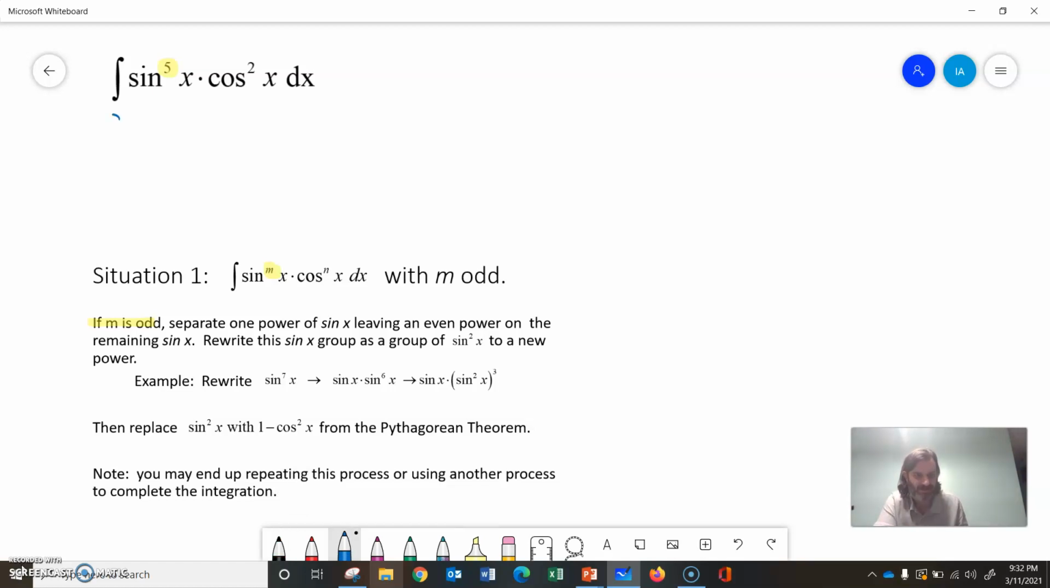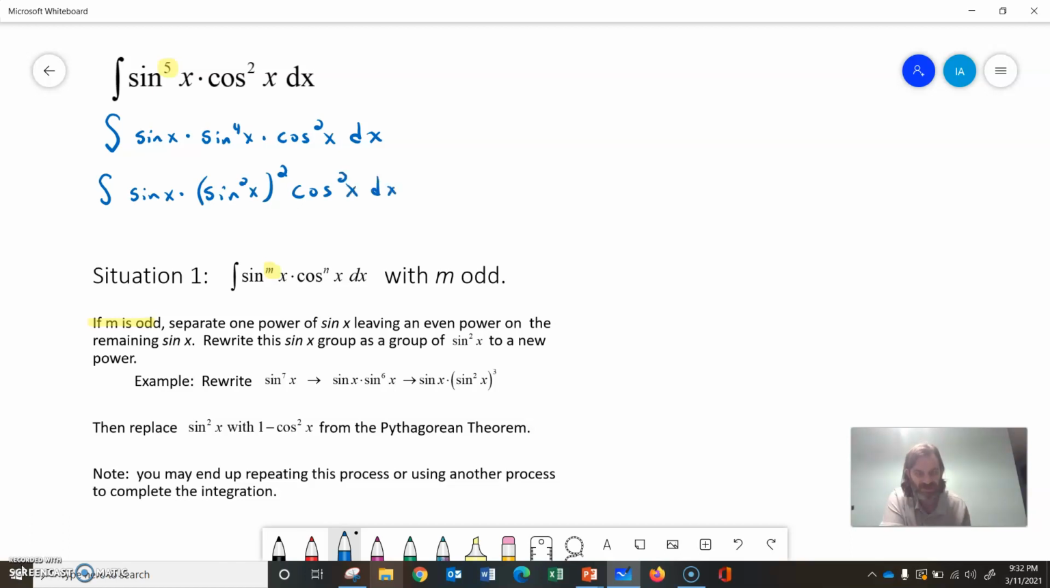So what we're going to do is separate, and take a single sine to the side, which will leave me sine to the 4th x times cosine squared x. And then I'm going to rewrite that sine to the 4th as sine squared squared times cosine squared. And then I will replace the sine squared with 1 minus cosine squared, and that's still squared, times cosine squared x.